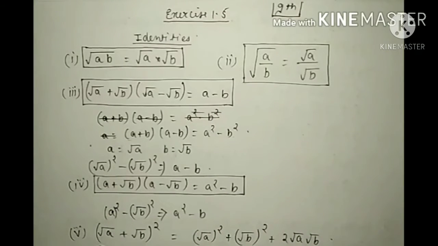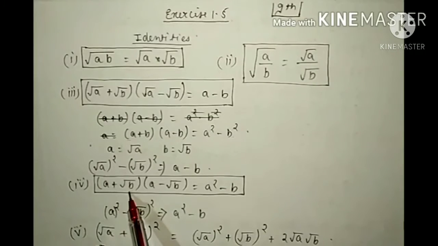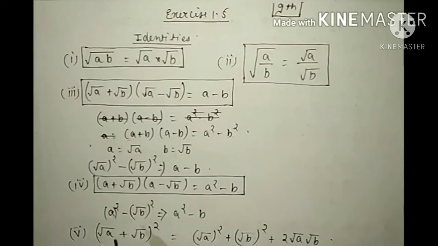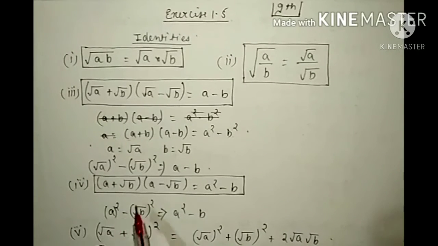Now see fourth one. A plus under root B into A minus under root B. Again same identity will be used. This will become A whole square minus under root B whole square, which is equals to A square minus B. So this will become equal to A square minus B.